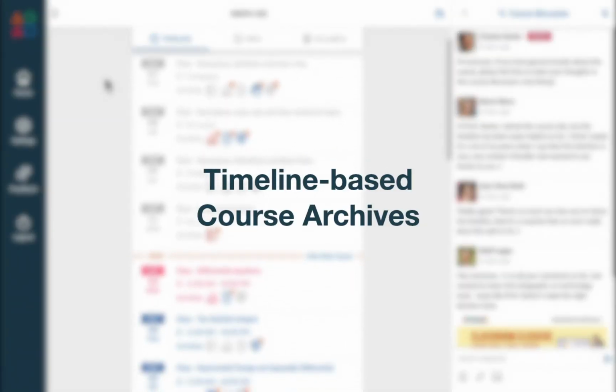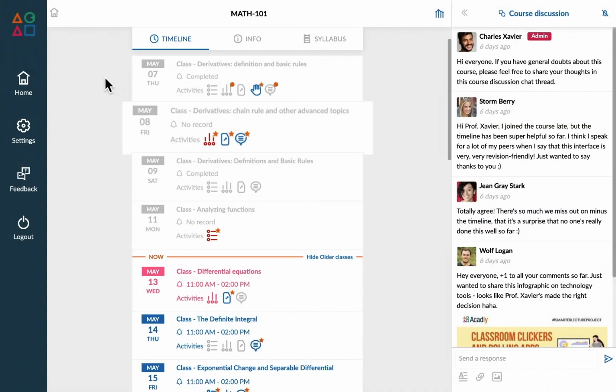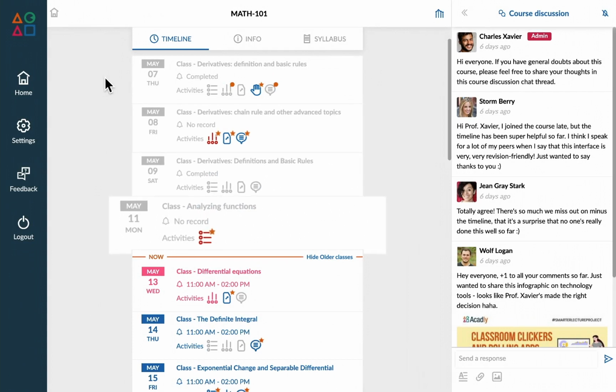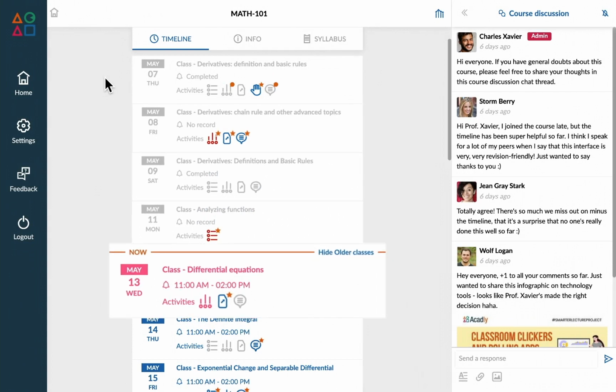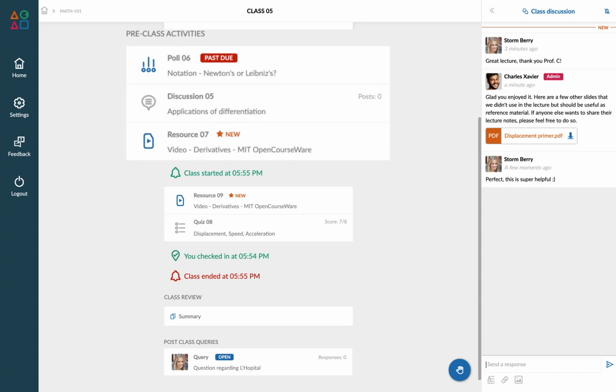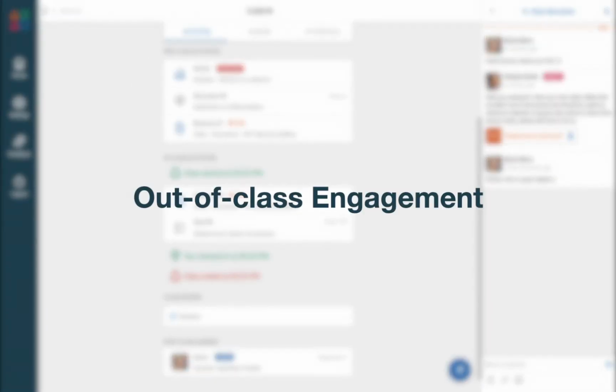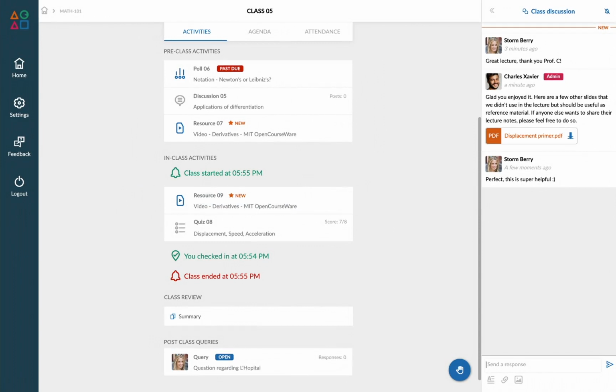Acadly preserves all your chats and activities for reflection and asynchronous engagement in a neat timeline. You can share pre-class activities to help your students prepare for the next lecture, and Q&A can continue in the same interface even after the lecture ends.